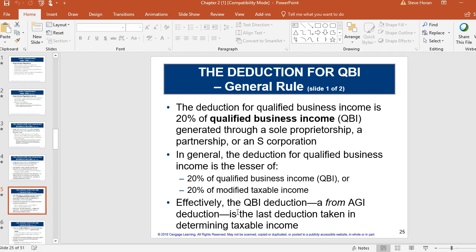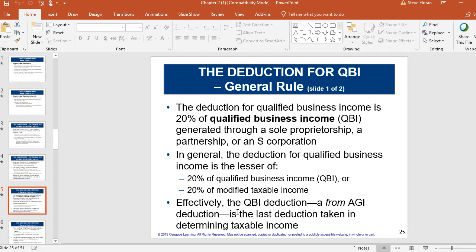So there are some general rules here, and just keep in mind that a lot of these rules are still kind of up for debate in terms of what they mean. That's going to require court interpretations, the IRS deciding what things are, and so on. But just be aware that we've got a few things like that. So the deduction for qualified business income is 20% generated through a sole proprietorship, a partnership, or an S corp.